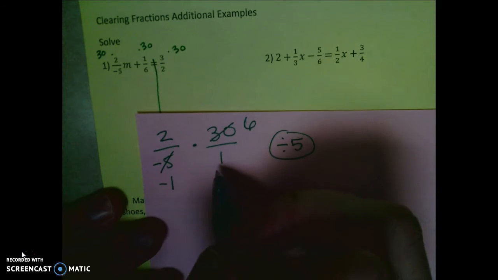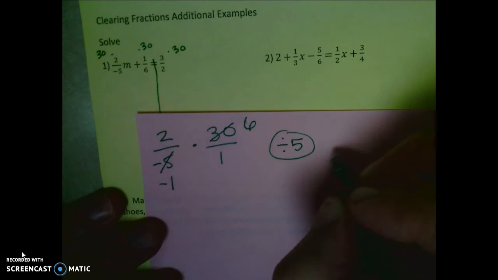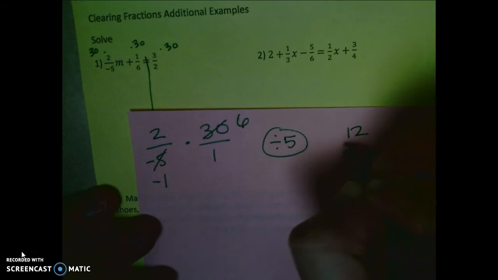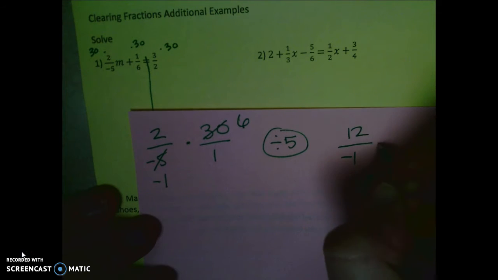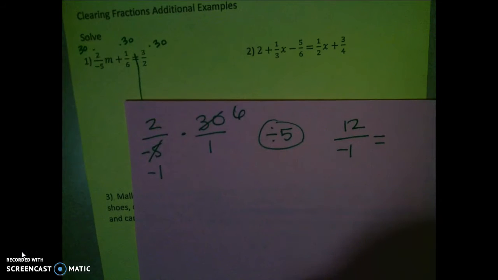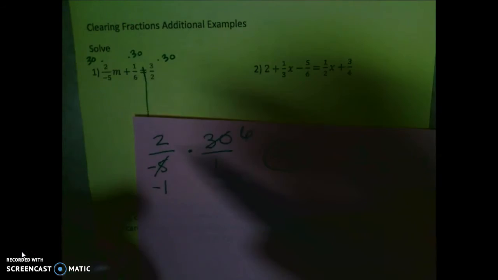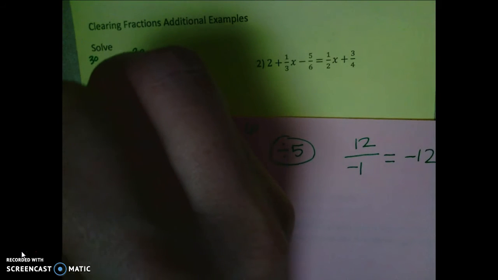Now I'm just going to multiply straight across. So 2 times 6 is 12. Negative 1 times 1 is negative 1. And then I can simplify that to negative 12. Okay, so this first term becomes negative 12m.